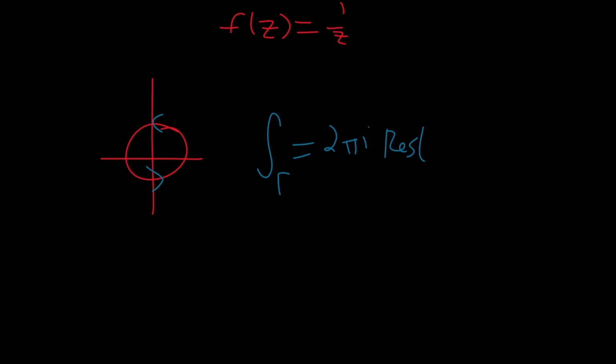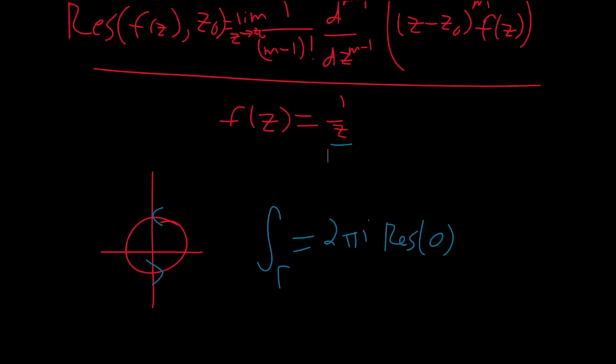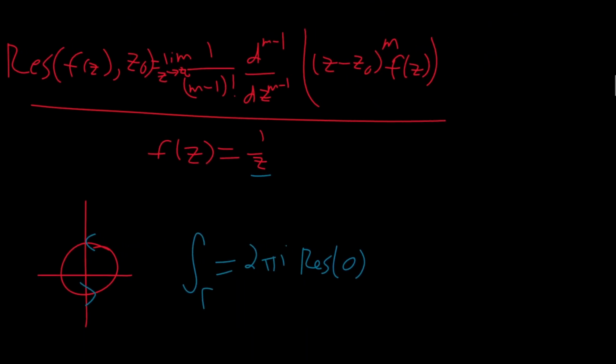So we have 2 pi i times the residue at 0, because that's the only place where that function is undefined, you could say. So let's now find the residue at 0. And this formula right here looks really terrible, but it really isn't once we start plugging things in. The degree of our pole is 1, so m minus 1 is just equal to 0, meaning that we have the limit, or actually I'll write this here.